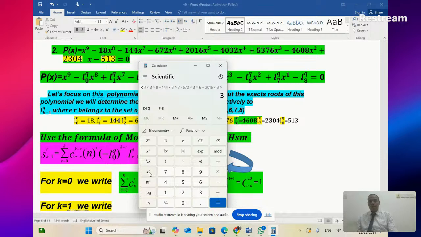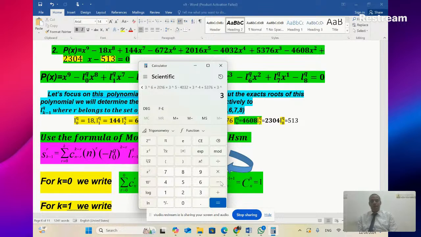Then minus 4032 multiplied by 3 raised to the power 4, then plus 5376 multiplied by 3 raised to the power 3.